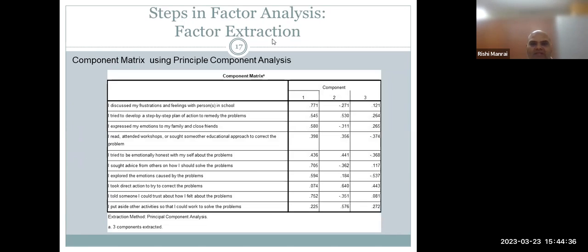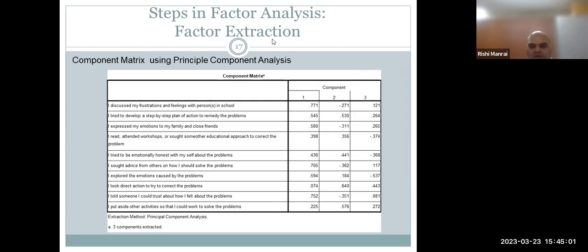Right. So next is steps in factor analysis, factor extraction. So now you see the factor loadings of all your factors. In this particular table, we see the factor loadings of all the factors which you have. Generally, this slide is showing all the factor loadings of the different items.